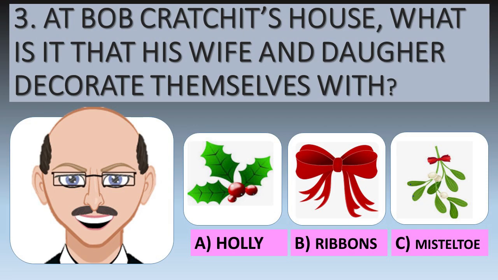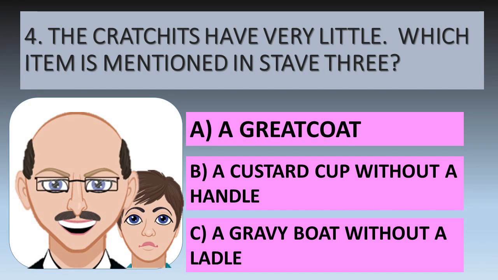Question number 3. At Bob Cratchit's house, what is it that his wife and daughter decorate themselves with? Is it A, holly, B, ribbons, or is it C, mistletoe? Question number 4. The Cratchits have very little. Which item is mentioned in Stave 3 as one of their possessions? Is it A, a greatcoat? Is it B, a custard cup without a handle? Or is it C, a gravy boat without a ladle?